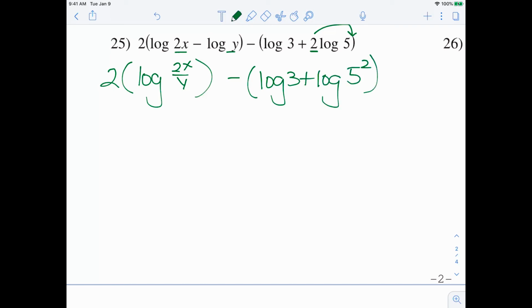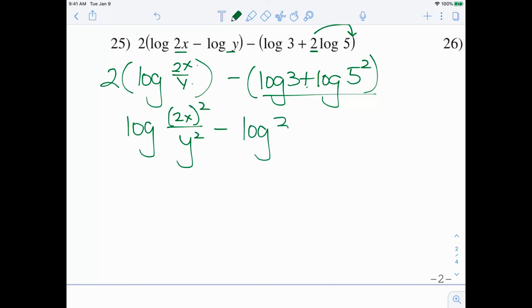This is still in parentheses right here, so I'm going to keep simplifying that. Also, I have this coefficient of 2. That's going to apply to both the 2x and the y. So I'm going to bring that over. So I would have log of (2x) squared over y squared minus, in the second set of parentheses, I'm adding. Since I'm adding, I'm going to multiply. So I would have the log of 3 times 5 squared, which is 25.